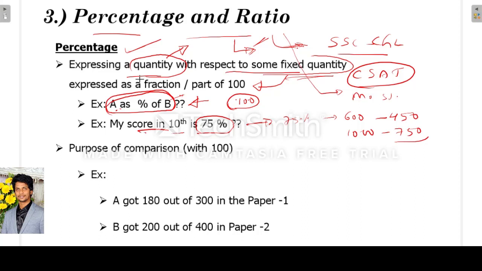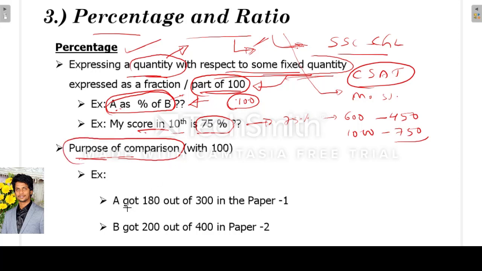So basically percentage means expressing a quantity with respect to some fixed quantity, as a part of 100. By expressing the quantity in percentage, it serves the purpose of comparison.